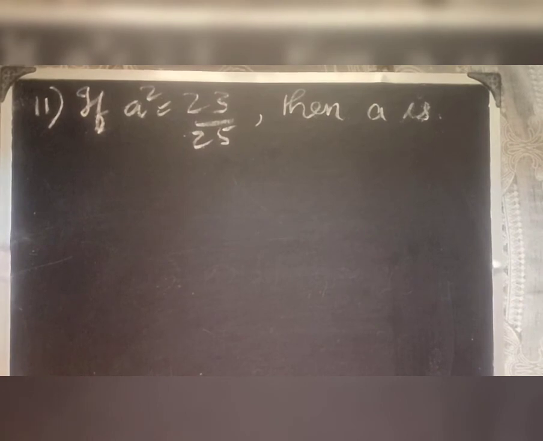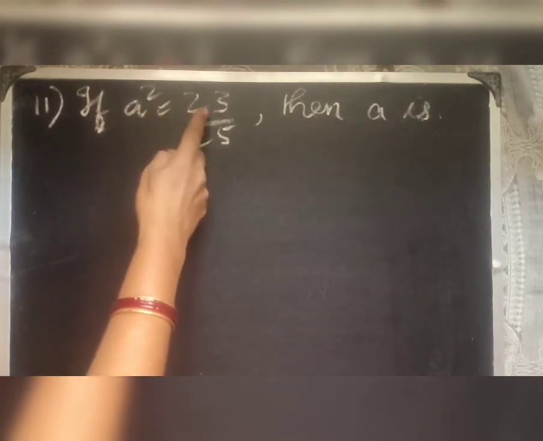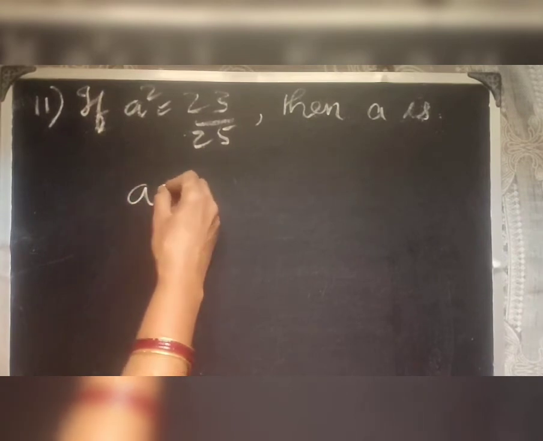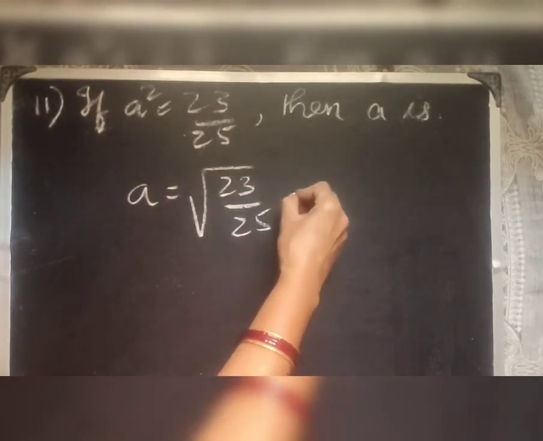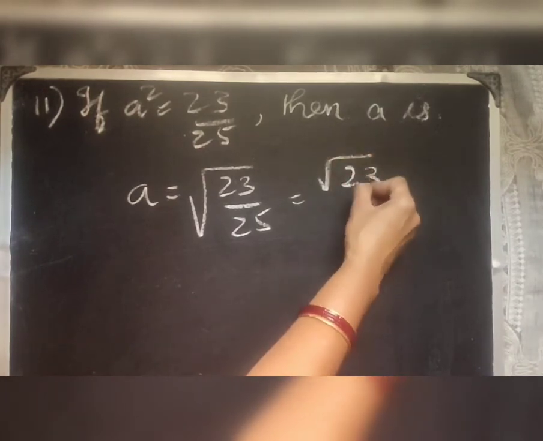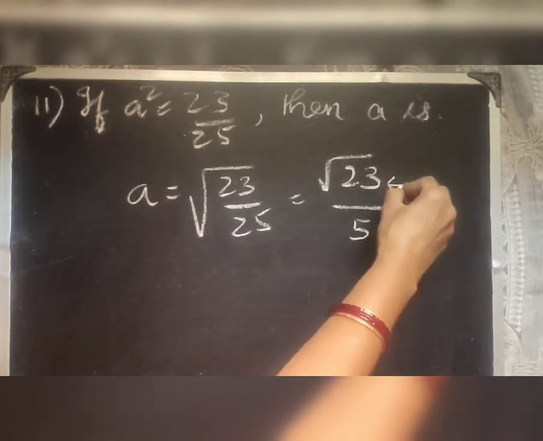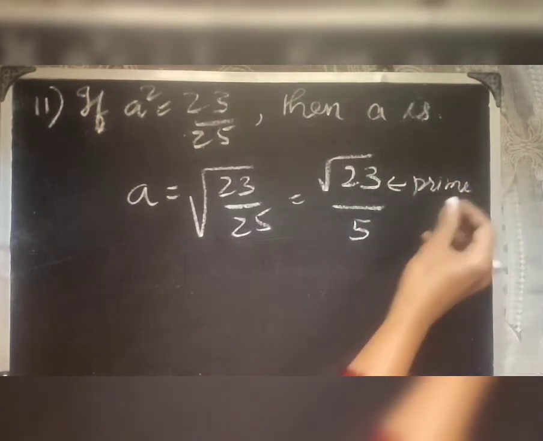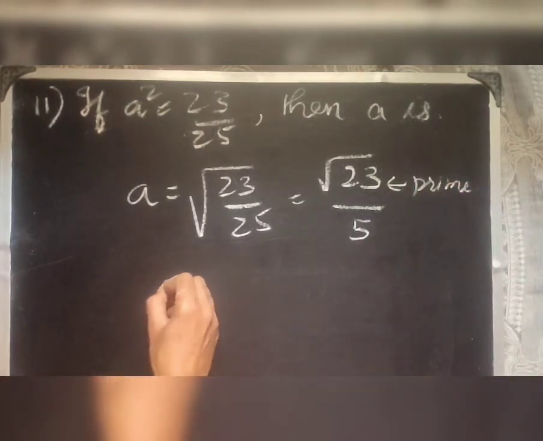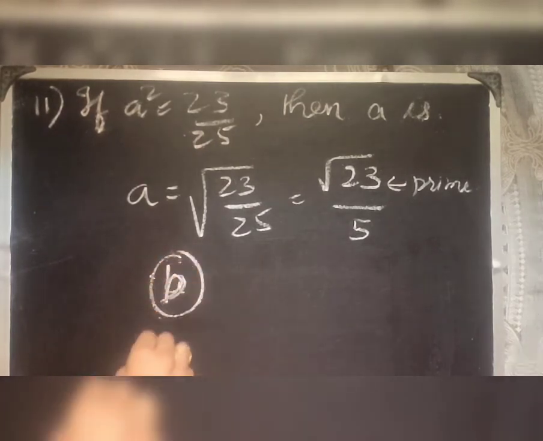If a square is equal to 23 by 25, then is a rational, irrational, a whole number or an integer? Now if a square is 23 by 25, then a will be the root of 23 by 25, which is equal to root of 23 by root of 25, that is root 23 by 5. Now root 23 is the root of a prime number. So as a result, this will be an irrational number. Hence option B will be the correct option.